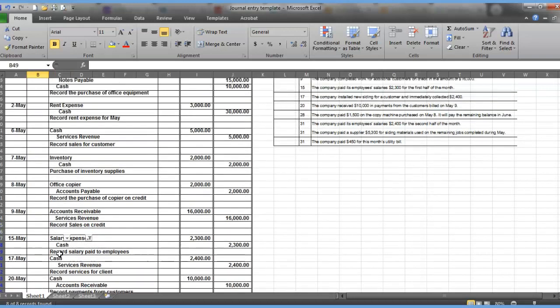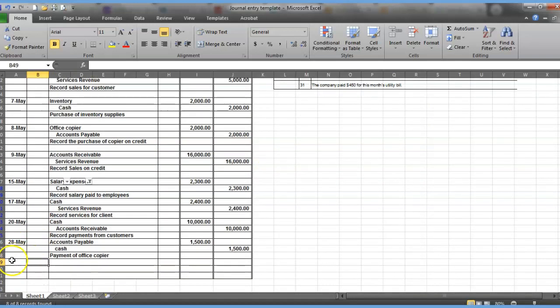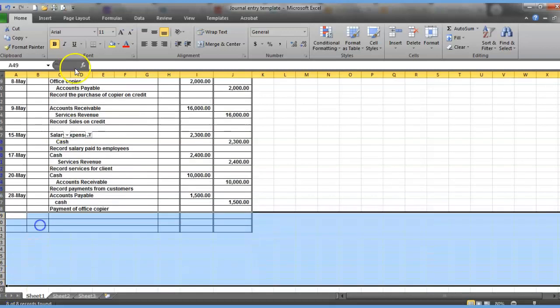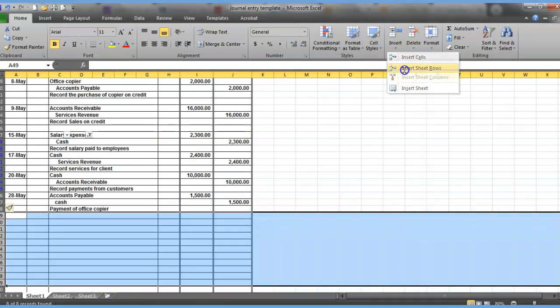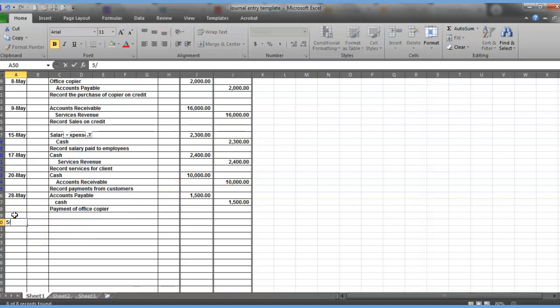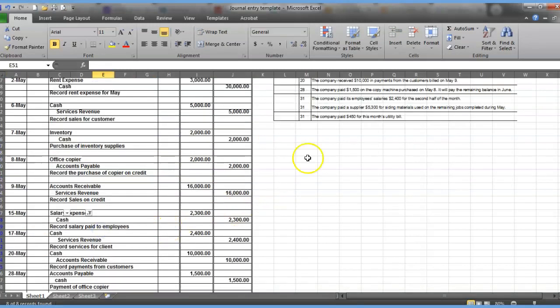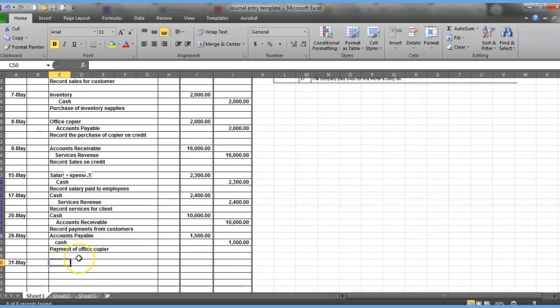On the 31st, we have 3 transactions, it looks like. The first one, I'm going to add more lines here because it looks like I have a lot more entries that I have to record. All right, on the 31st of May, we have to record company paid its employees $2,400 for the second half of the period. So I'm going to record my salary expense, $2,400, and I'm going to record a reduction on cash because we paid them. Now they've got their money. Record salary paid to employees.